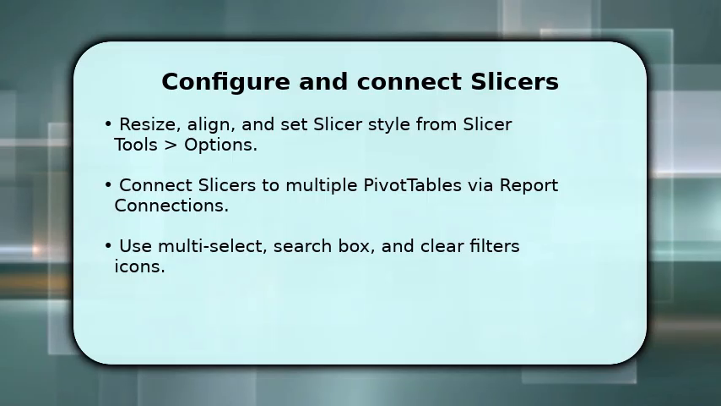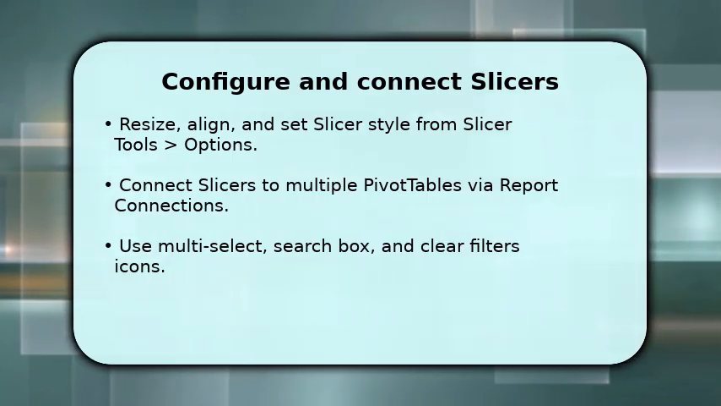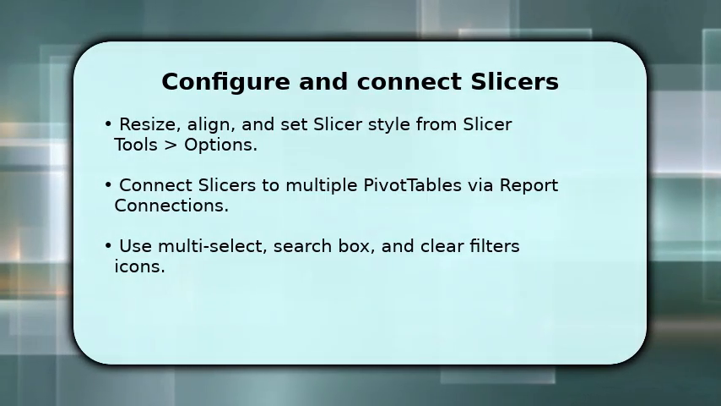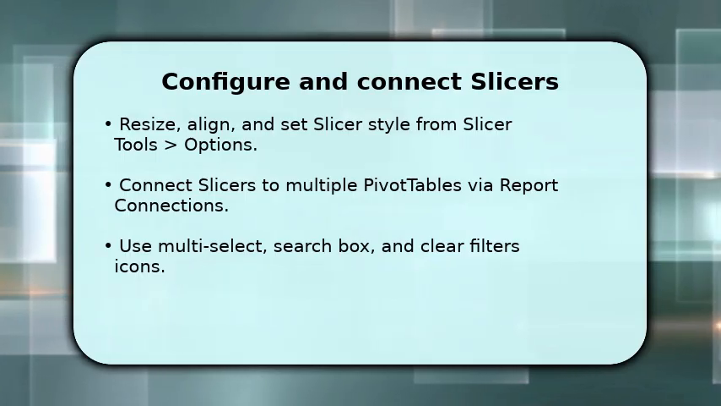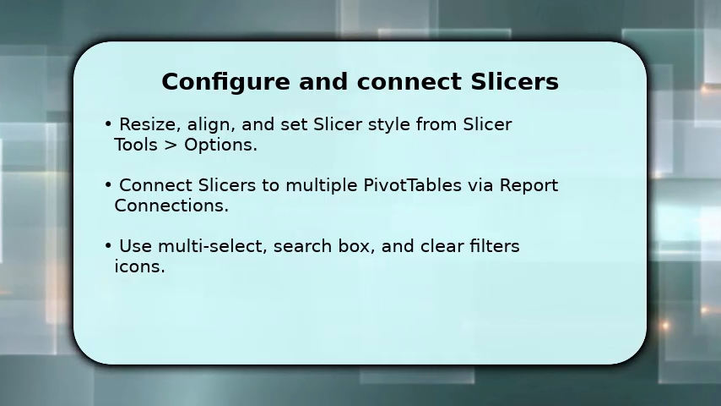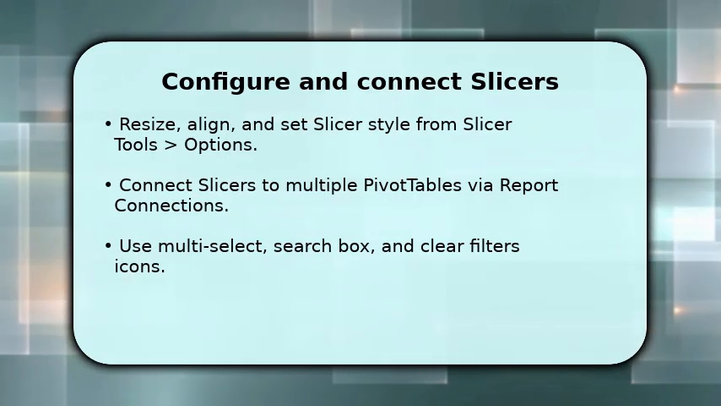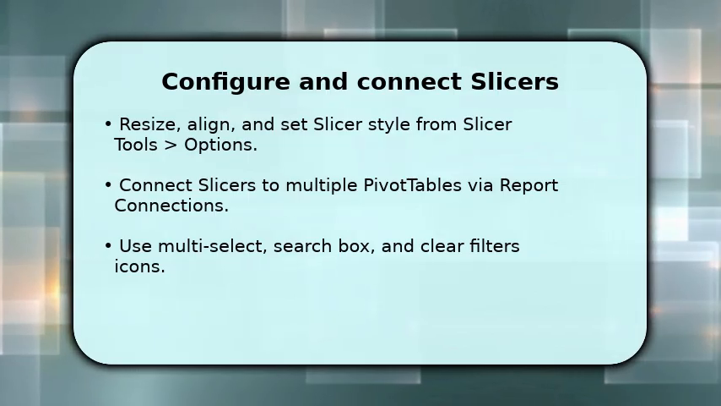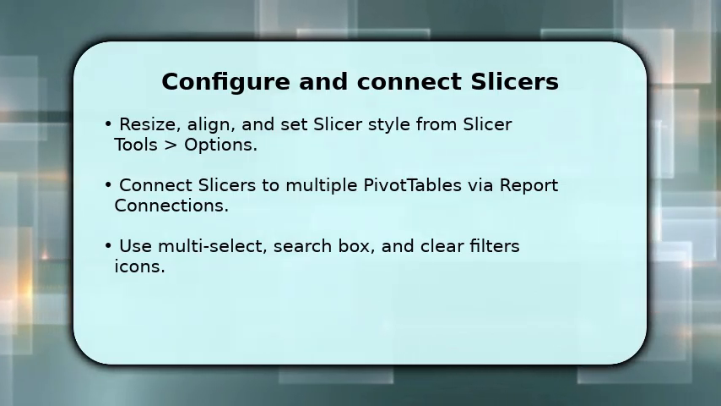Once a slicer exists, use slicer tools to pick a style, resize, and enable the search box for long lists. If you have multiple pivot tables from the same data model, click Report Connections to link the slicer to each one so filters apply everywhere. Remember to set columns and button sizes for compact layouts.